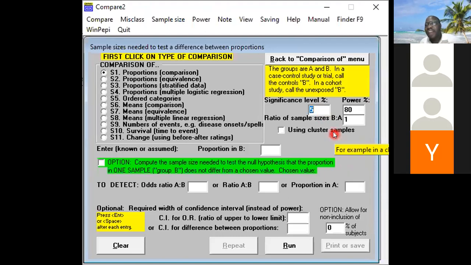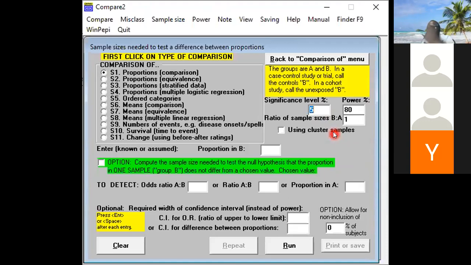It doesn't say 95 here, but it just says 5% level of significance. It's the same thing as when you see 95. Then it puts 80 power by default. Those are the defaults we use. Power, you can change it. 80 power. You now see the ratio between the two.